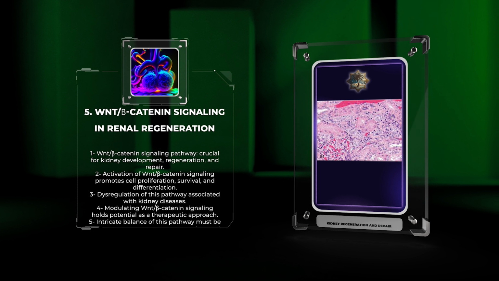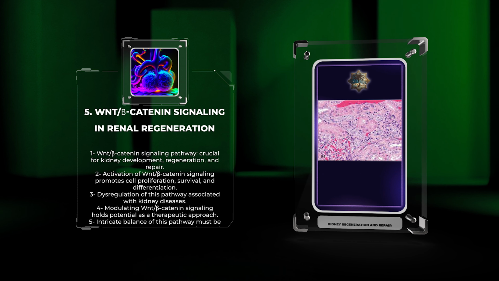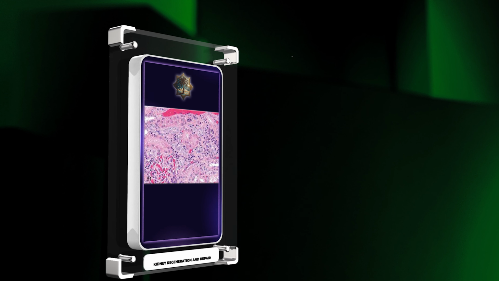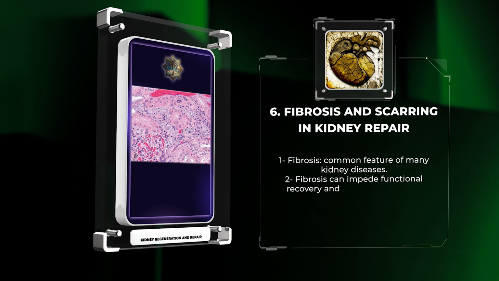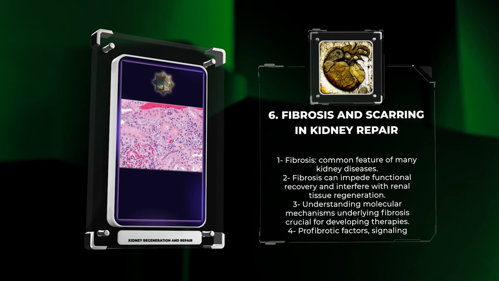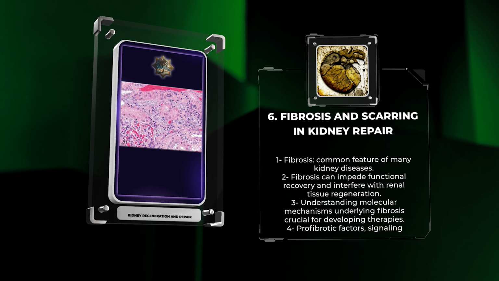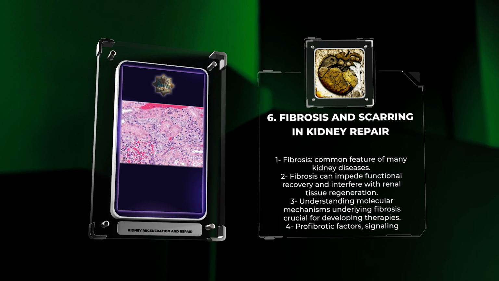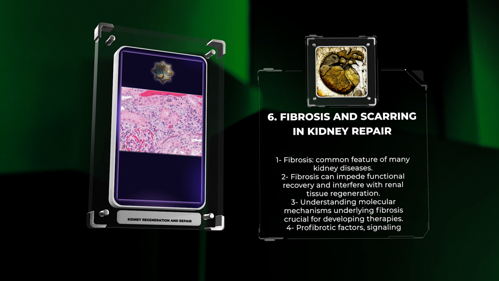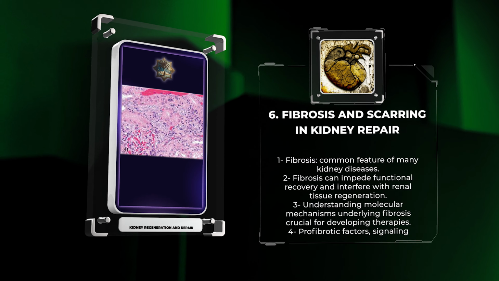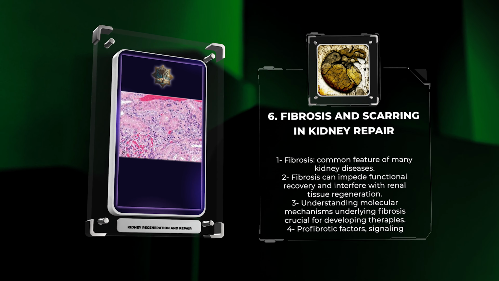However, the intricate balance of this pathway must be carefully regulated to avoid unintended consequences, such as aberrant cell growth and tumorigenesis. Fibrosis, characterized by excessive deposition of extracellular matrix components, is a common feature of many kidney diseases. In the context of kidney repair, fibrosis can impede functional recovery by interfering with the regeneration of normal renal tissue. Understanding the molecular mechanisms underlying fibrosis is crucial for developing therapies that target the fibrotic process and promote kidney regeneration.